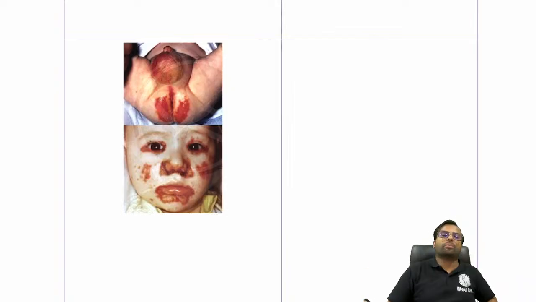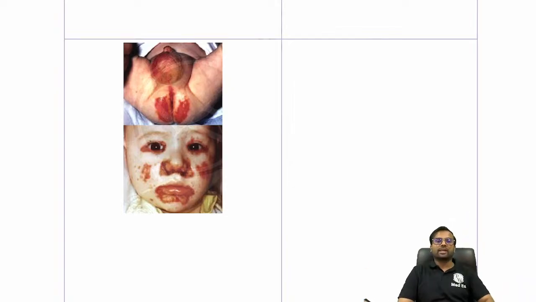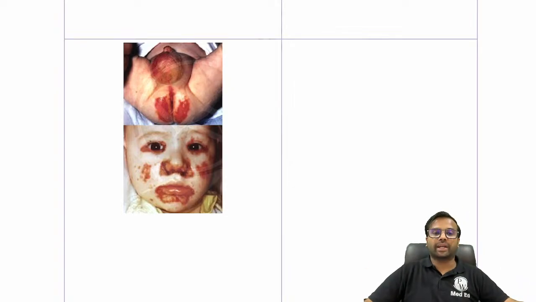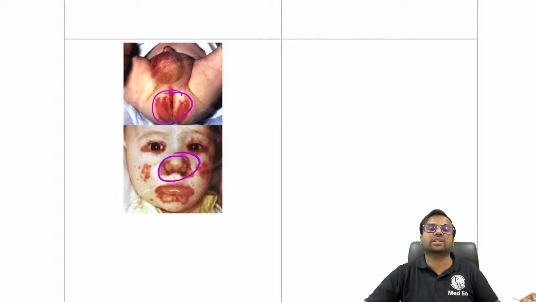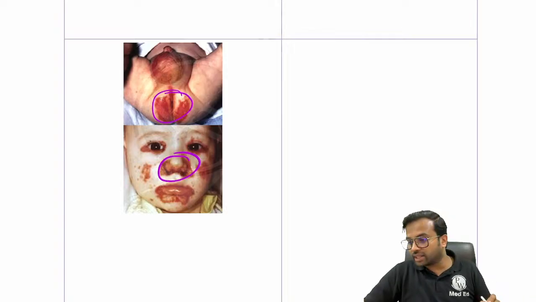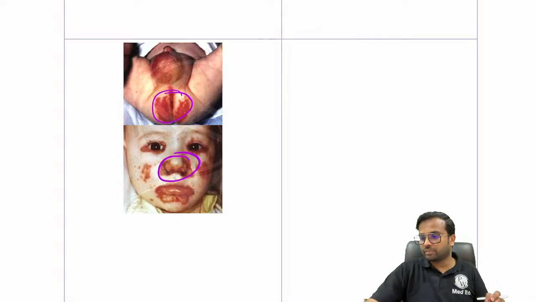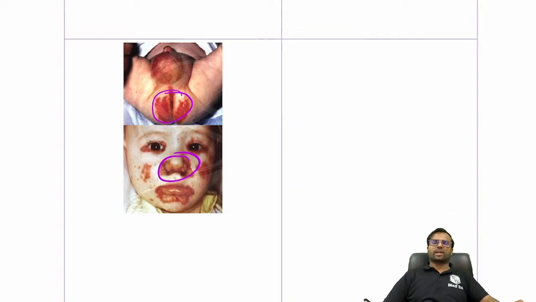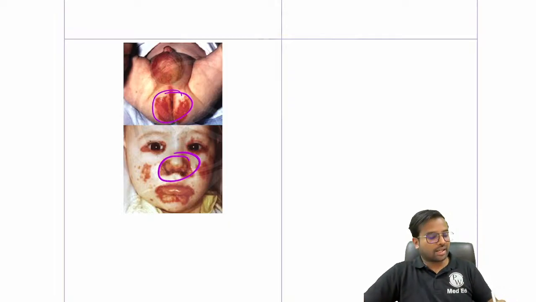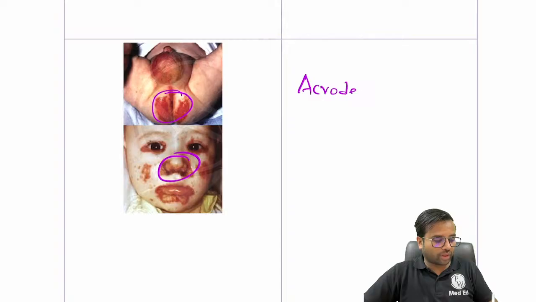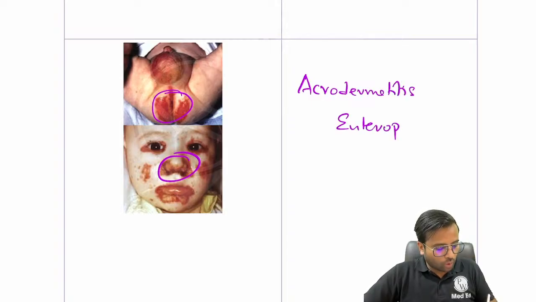Now see this image of a baby, and the baby is having some periorificial dermatitis like this around the nose, around the perianal region, around the mouth. So what is the diagnosis here? Yes, Rishabh, it will go away. The photosensitive rashes and all will go away once the nutrition deficiency is taken care. Yes, so this is acrodermatitis enteropathica.